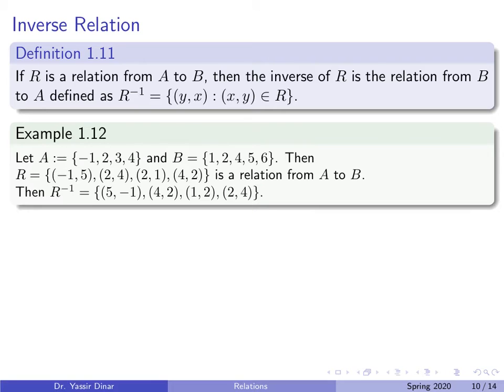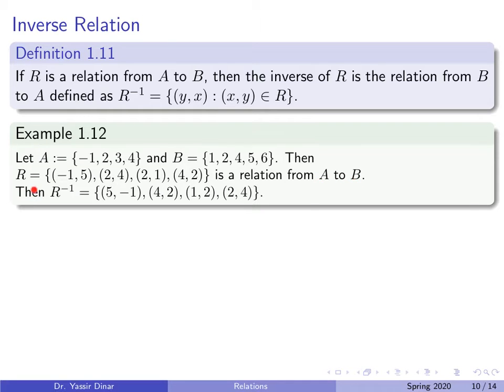Let us illustrate the definition in this example. I am taking the set A to be the set which contains 4 elements: minus 1, 2, 3, and 4. And B is the set that contains 5 elements: 1, 2, 4, 5, and 6. And we take the relation R, which contains 4 elements. Here the pairs (minus 1, 5), (2, 4), (2, 1), and (4, 2). This is a relation from A to B.